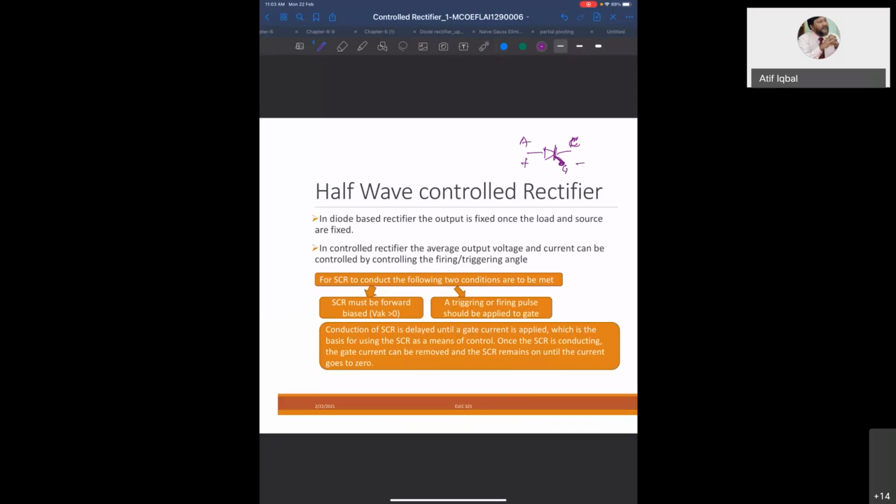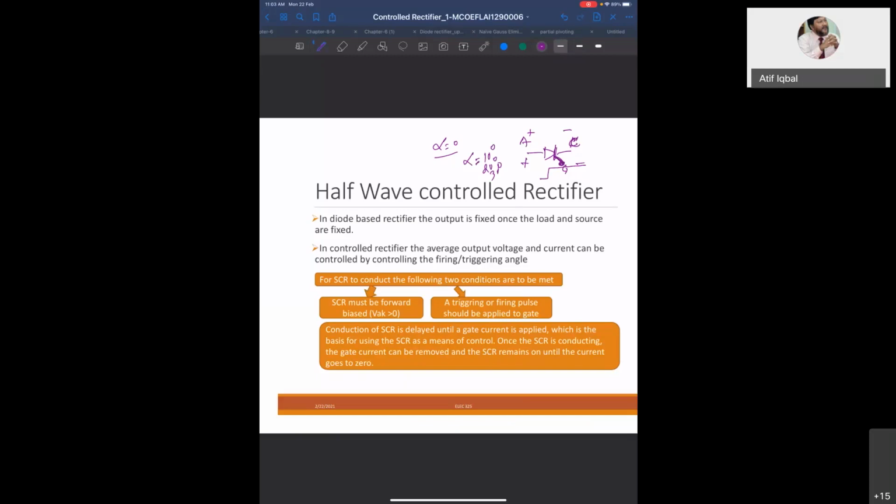So if you keep alpha equal to 0, then it is like you keep on applying the constant pulse in the gate right from the beginning. Then this behaves as a diode. But once you make alpha equal to some other degree, say for example 10 degree, 20 degree, 30 degree, then the output will be different. The average output will be different. So that is the main purpose of using a controlled rectifier, to control the output voltage depending upon your requirement.